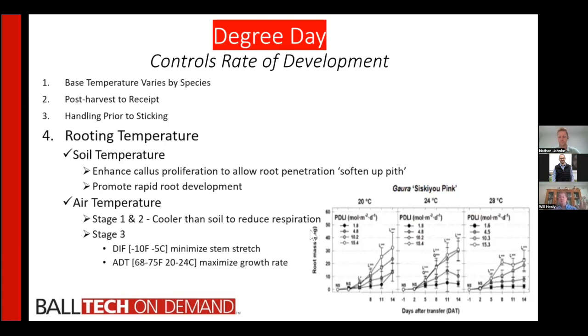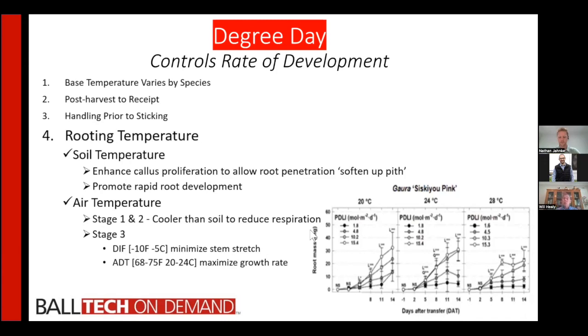So usually about 10 degrees. If you've got 70 and 60, that's going to be a problem. If it's 80 and 60, that's a bigger problem. You get more and more stretch. And even with the use of LEDs, which makes it less stretchy, they still stretch, because DIF is a very powerful phenomenon.